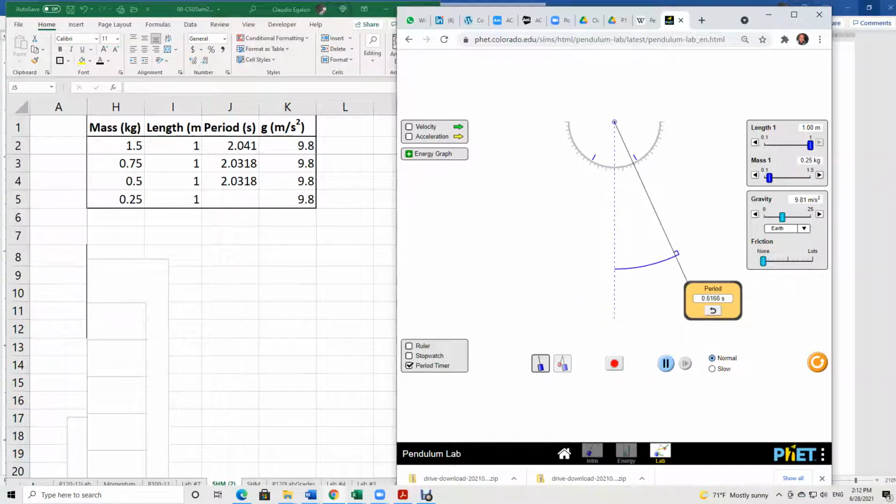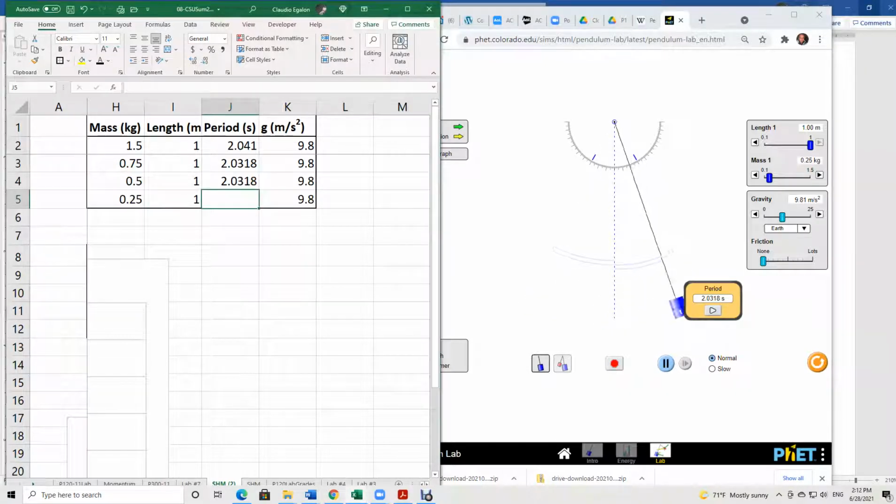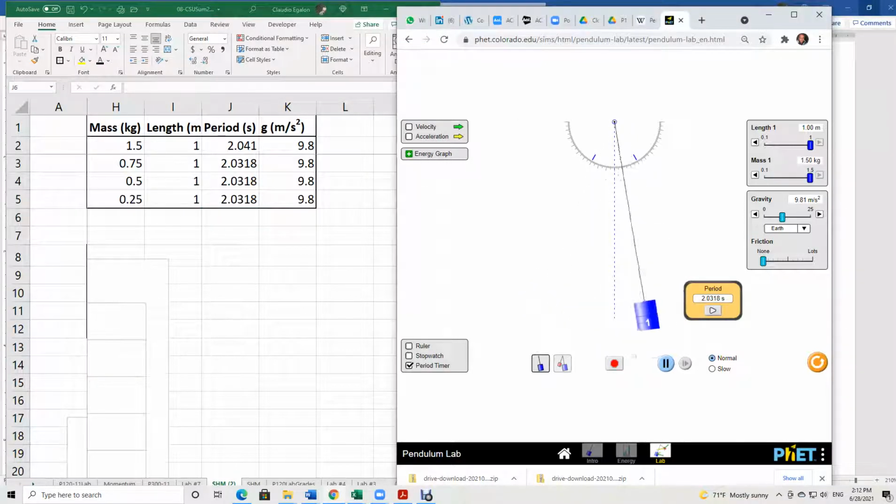Start. 2.0318. Oh my, that doesn't change much. Let's go back to 1.5. I'm gonna just repeat this first one at the top. I thought it was interesting. We got exactly the same numbers here for this one. 2.0318. Looks like the simulation is stuck with this value now.